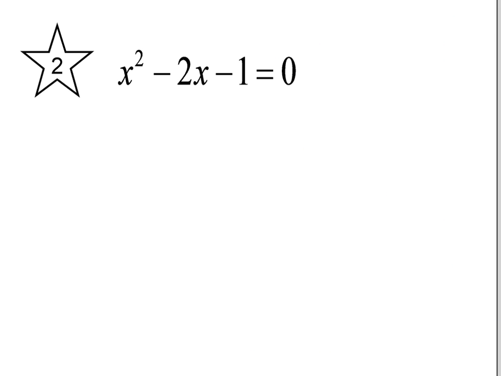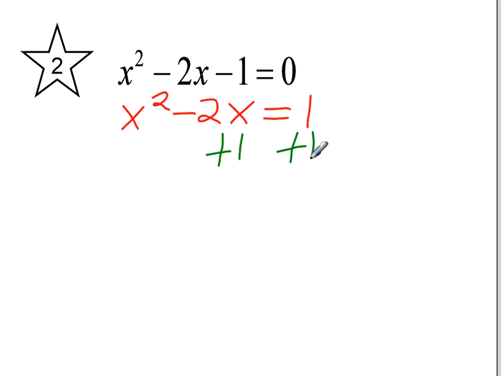All right, problem number 2. The first step is to put your x squared and your x term on the left and your constant term on the right. So I'm going to start by adding 1 to put that 1 to the other side of the equal sign. And then I'm going to take half of b, squared. Our b is the same number as it was in the last problem. So half of -2 is -1. -1 squared is +1. So I'm going to add 1 to both sides.